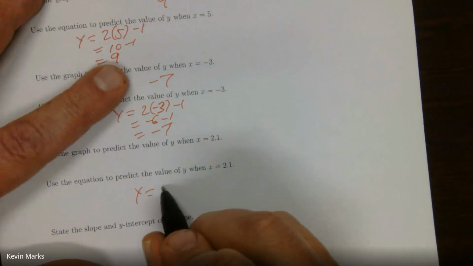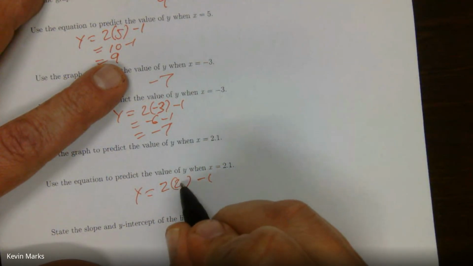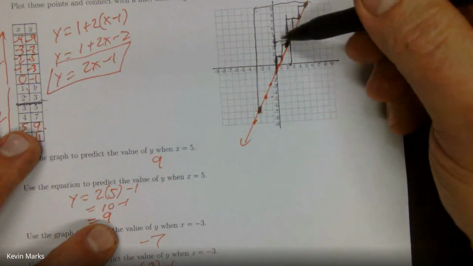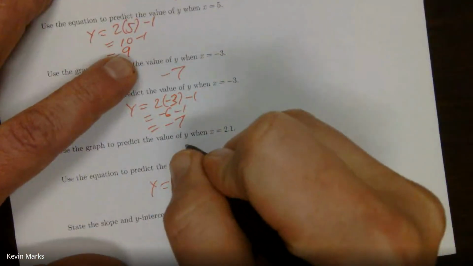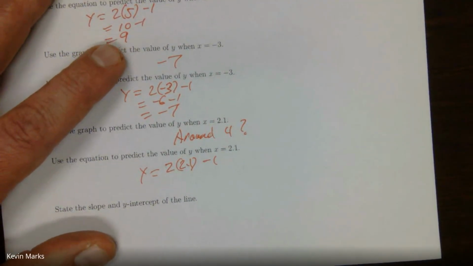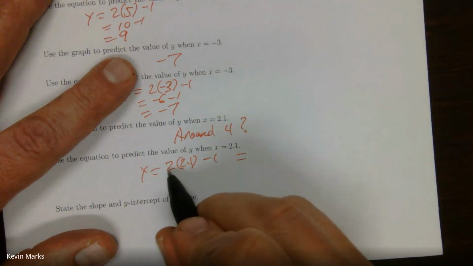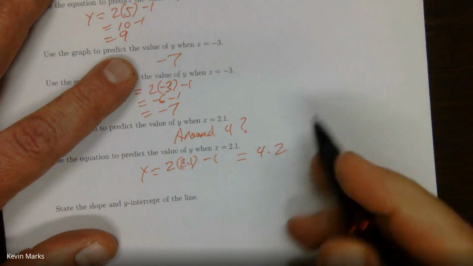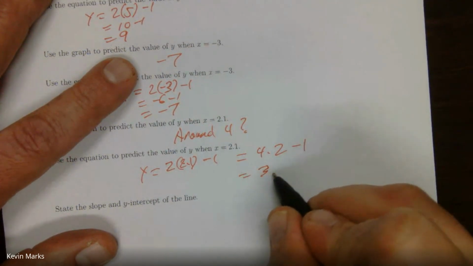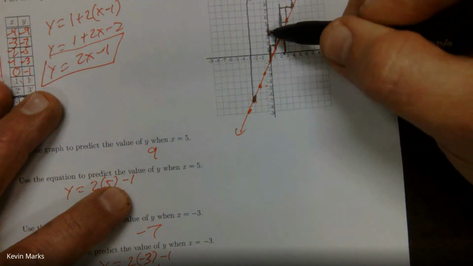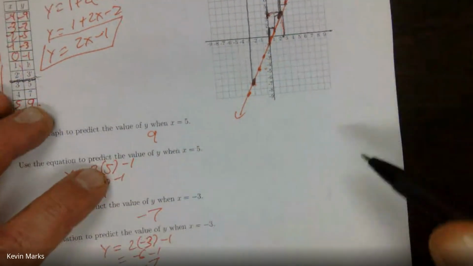So even when you have a nasty number here, you can still plug in 2.1, right? What I'm trying to get to is the graph here. Is it obvious what it is when x is 2.1? No, it looks like it's around this area, around 4, right? But I don't know. It's not obvious, is the point. But if you plug it into the equation, 2 times 2.1 would be 4.2, right? 2 times 2 is 4, 2 times 0.1 is 0.2, so it's 4.2. But then subtract 1. Oh, it's actually down here at 3.2, right? So it's a little bit below 4, right?